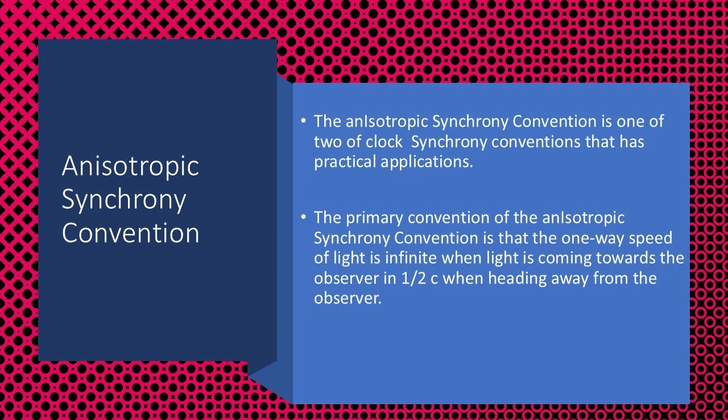The Anisotropic Synchrony Convention is one of two clock synchrony conventions that has practical applications. The primary convention of the Anisotropic Synchrony Convention is that the one-way speed of light is infinite when light is coming towards the observer and 1/2 c when heading away from the observer.